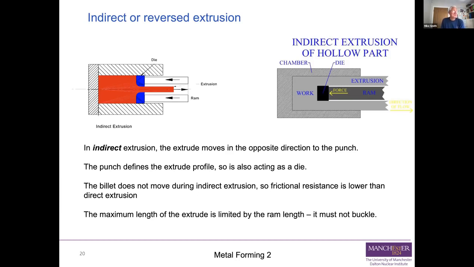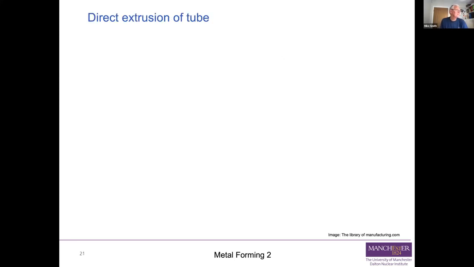And here's a picture showing a hollow part being extruded. So on there, you can see that you've actually got a ram where you're defining the shape of your extrude between the chamber and the die now, not just by the die.